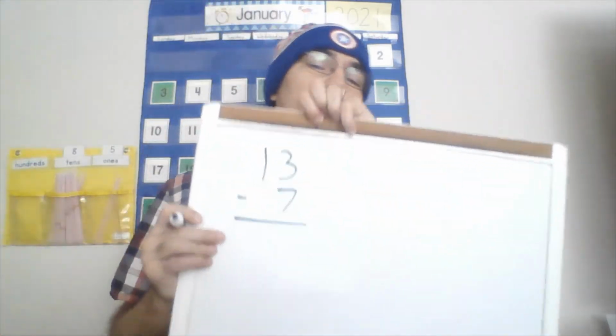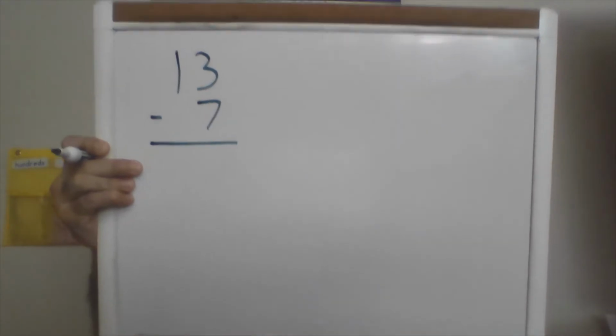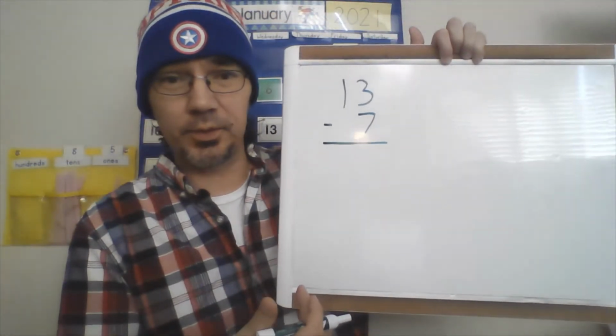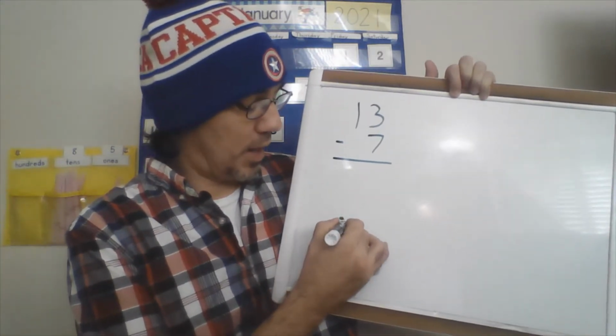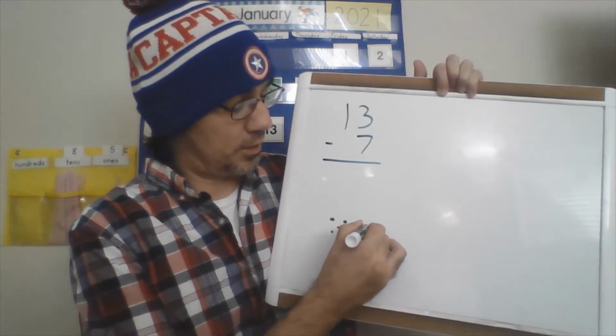All right, let's take a look at our first problem here. First, we're gonna do 13 minus 7. So we have 13 minus 7. Now, we can do this a number of different ways, right? We can do it a couple different ways. What I'm going to do is use dots. So I need to draw 13 dots.